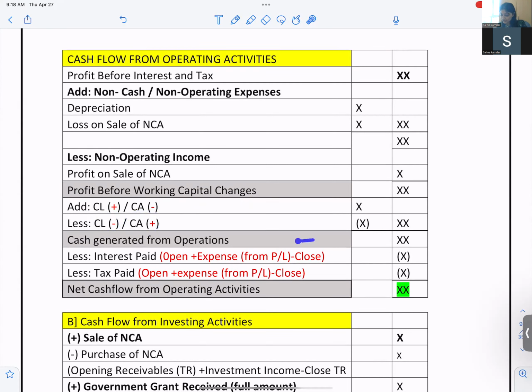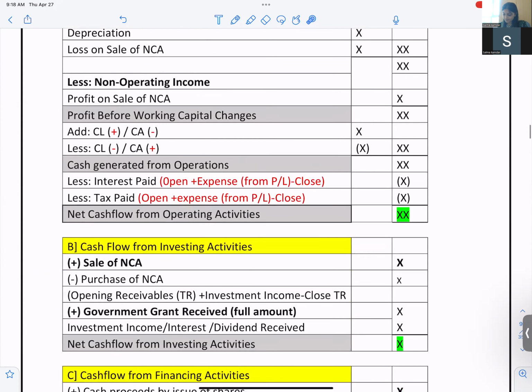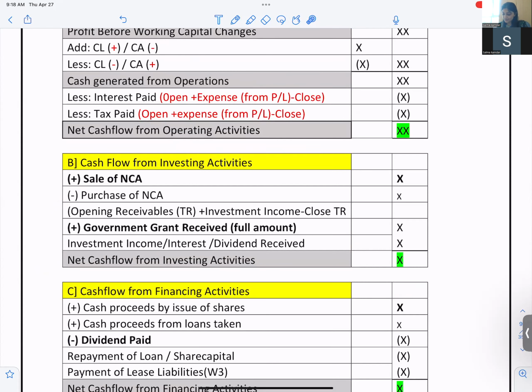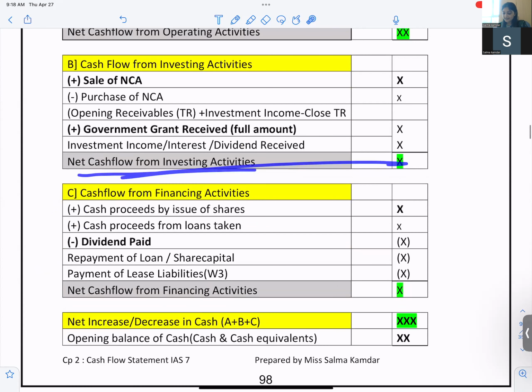You will get the cash generated from operations, minus interest paid, minus tax paid. You will get net cash flow from operating activities. Then you add the cash flow from investing activities. Cash flow from investing activities is basically purchase and sale of your non-current assets, investment income, interest income, dividend received. You will get cash flow from investing activities. Then you add the cash flow from financing activities. That means issue of shares, loan taken, dividend paid, repayment of loan.